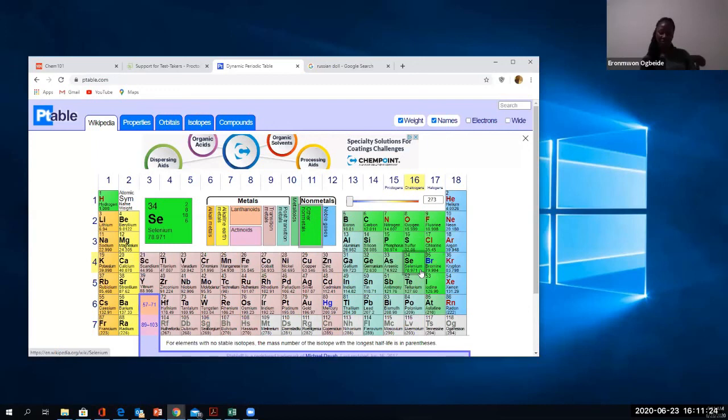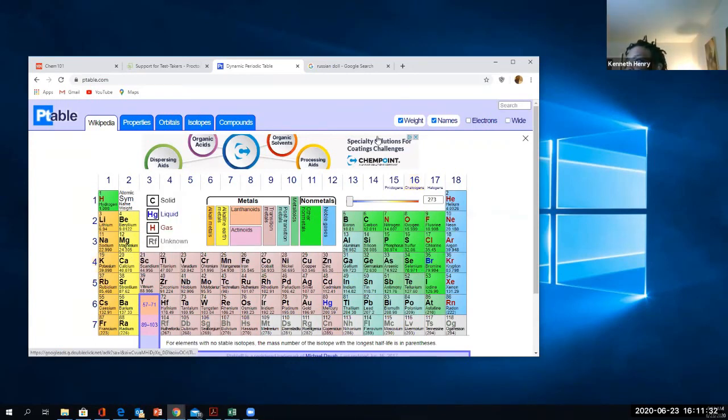Dr. Henry, I have a question. When we say it's going to gain 2, is it going to be written -2? Yes, that's right. So we write it as -2, because it's gaining 2 electrons. And we know that electrons are negatively charged, right? Yeah.